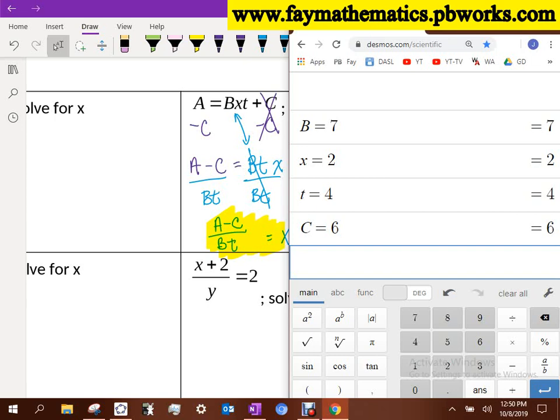So let's look at our formula that we started with. It said A equals B X T plus C. Does that make sense? Okay. Now, how does that help me?